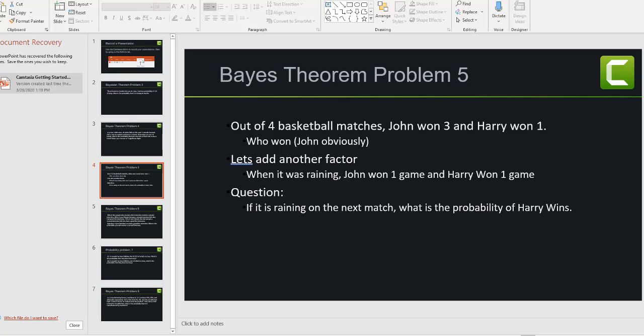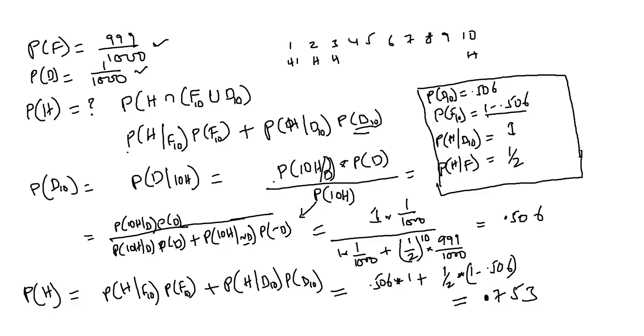So how do we solve it? This one, in fact, is very straightforward, but we'll try to represent it in the form of Bayes' theorem and solve it. So let's do that.